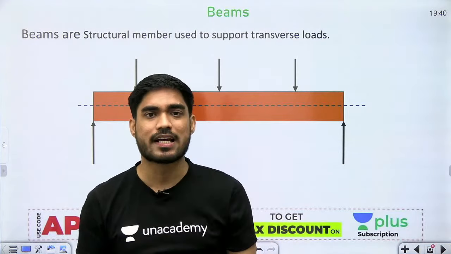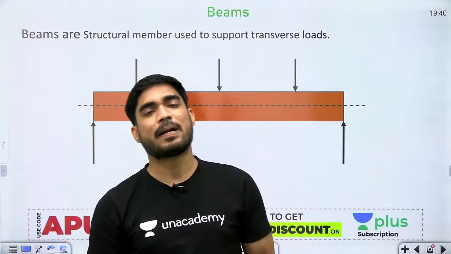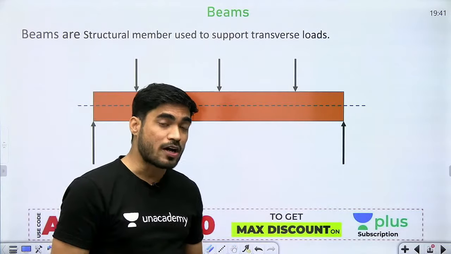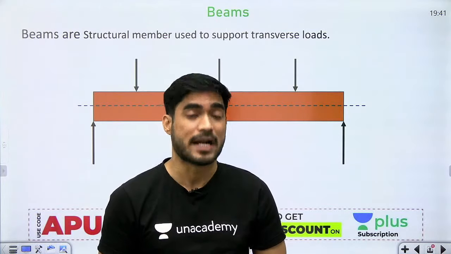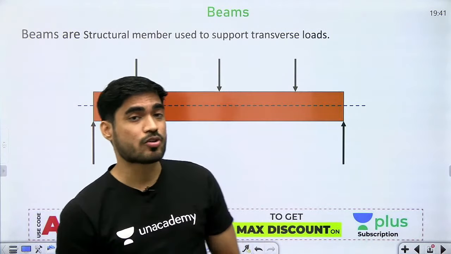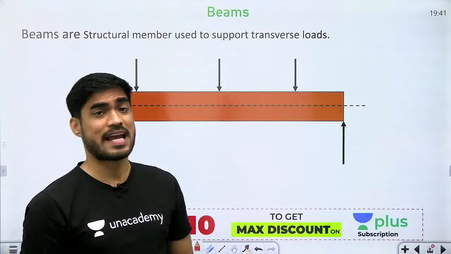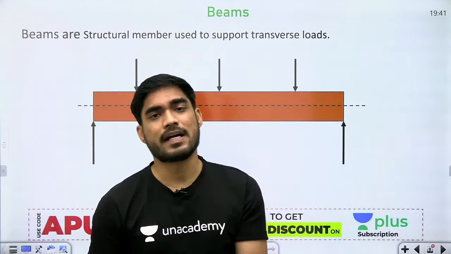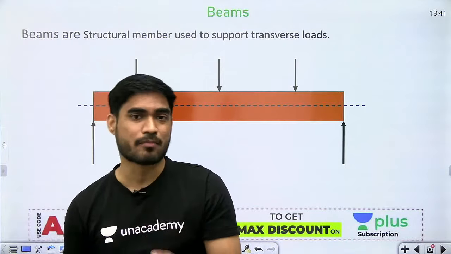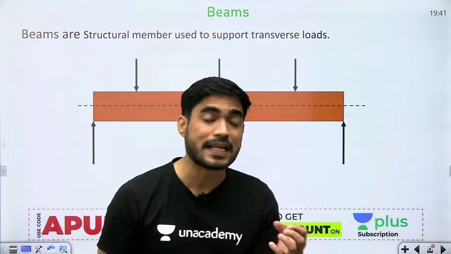Compared to calculation of shear stress, for us, the calculation of bending stress is more important because mechanical members usually fail due to bending. Mechanical members usually fail because of bending stress. Structural members might fail due to shear, but mechanical members, metallic members usually fail due to bending stress.